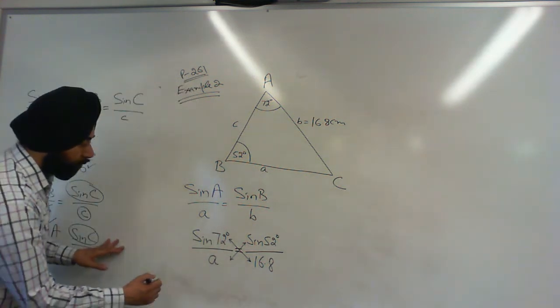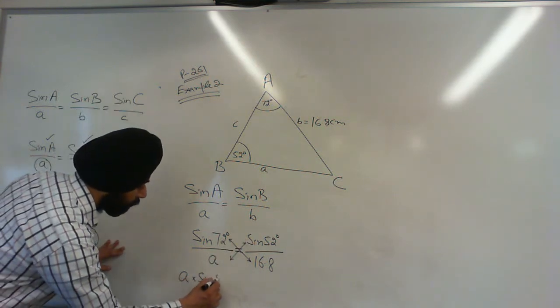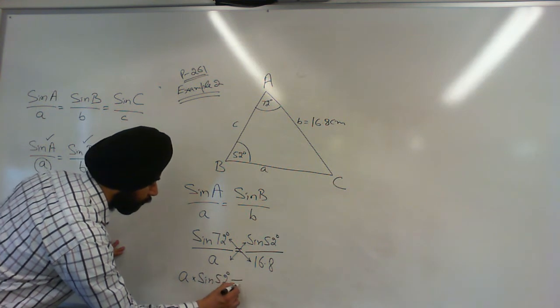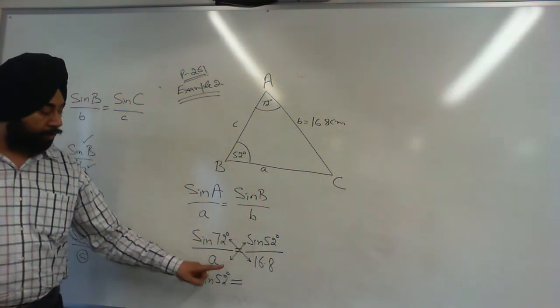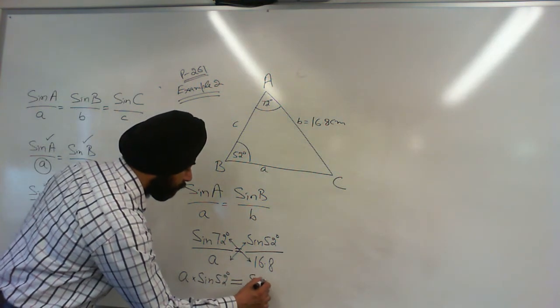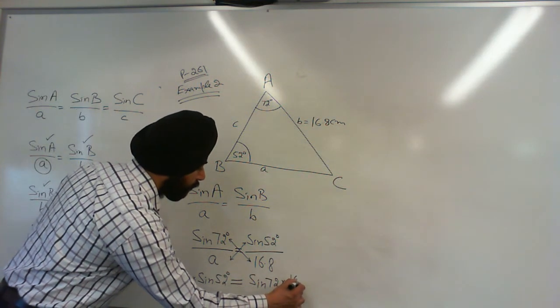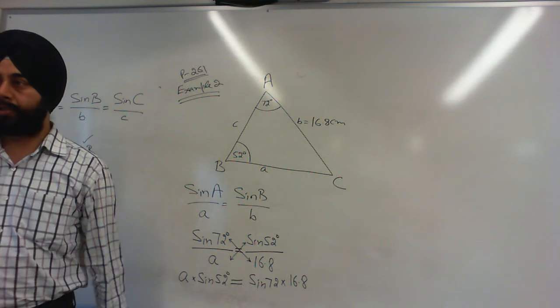So when you multiply this way, this becomes A times sine 52, and then don't forget to put an equal sign between them. A times sine 52 is equal to sine 72 times 16.8. A times sine 52 equals sine 72 times 16.8. You multiplied across. This is called cross multiplication.